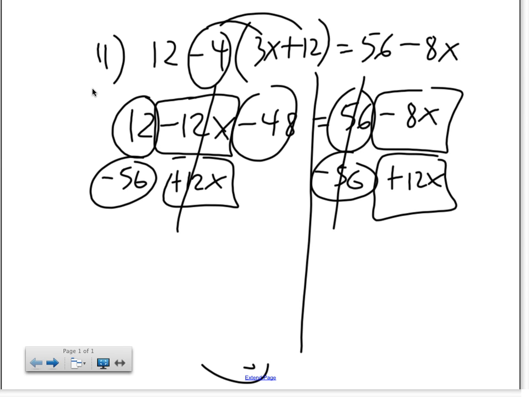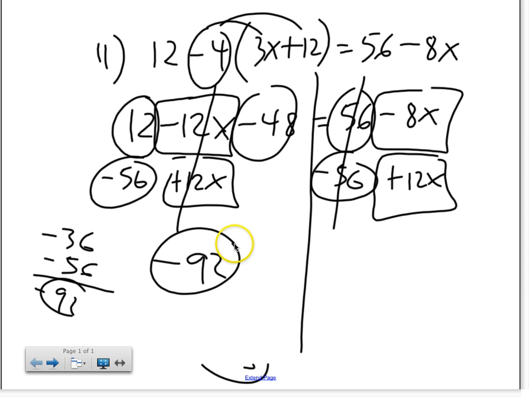I have 12 minus 48, which is? Negative 36, right? Is that true? 12 minus 48, negative 36. Negative 36 minus 56. What would that give you? Negative 92. So I know on this side I have negative 92. Does that make sense? Easy.